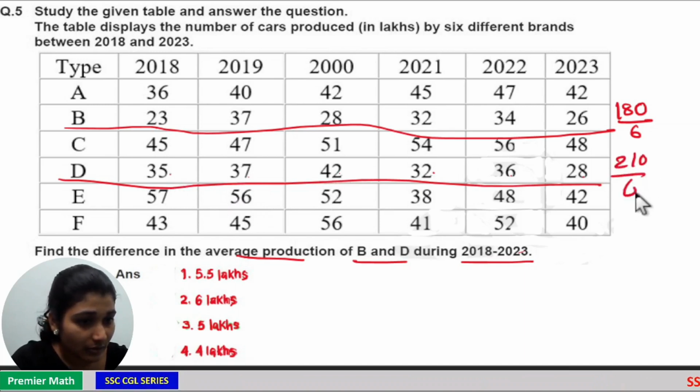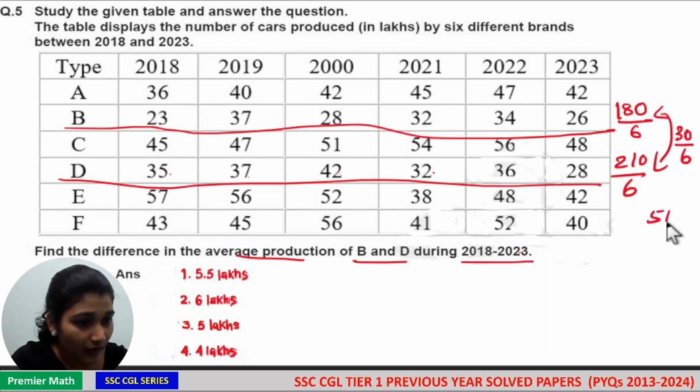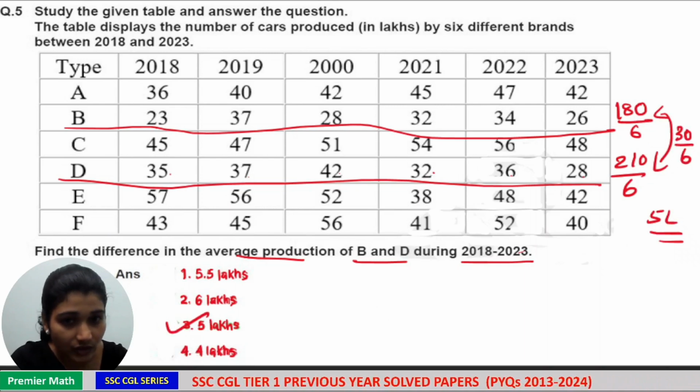So 210 divided by 6. Now take the difference. Difference is 210 minus 180 is 30. So 30 by 6 means 5 lakhs. Option 3 is your answer.